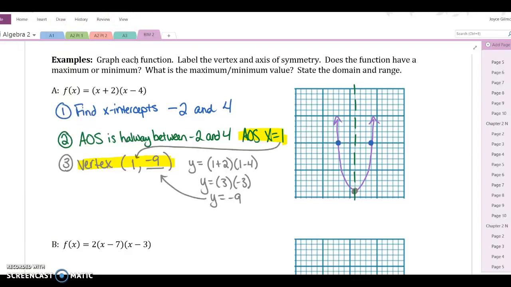Does the function have a maximum or a minimum value? It has a minimum because the vertex is at the bottom, and that minimum value is negative 9. And then the truly easy part, the domain, all real numbers, and the range. If the minimum y value is negative 9, so y is greater than or equal to negative 9. Following those steps, see if you can do part B on your own.